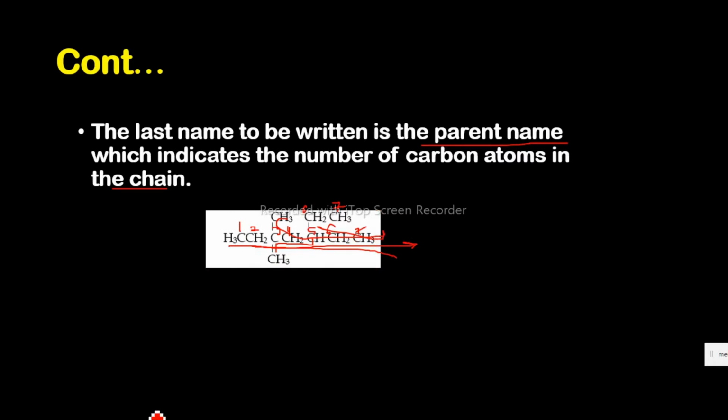Now after identifying your longest chain, and the longest chain has 7 carbon atoms, in nomenclature, if you have 7, then we name you as hept. Hept means 7 if you remember your prefixes. But since it is an alkane, then it becomes heptane. So this is going to be our parent chain.